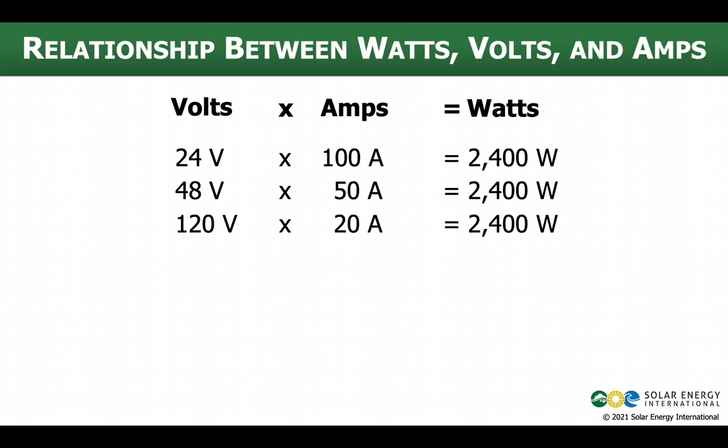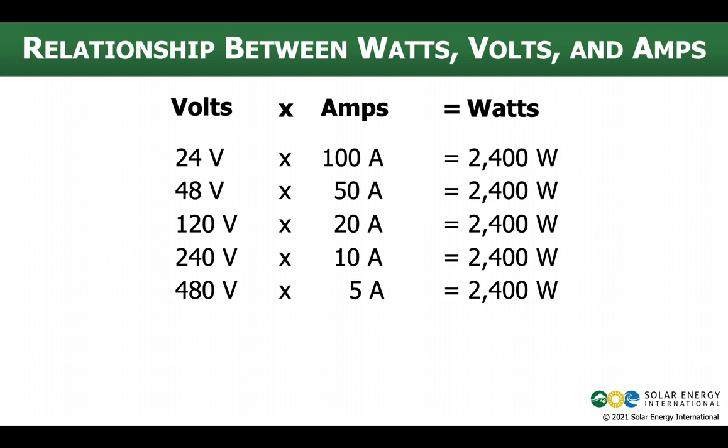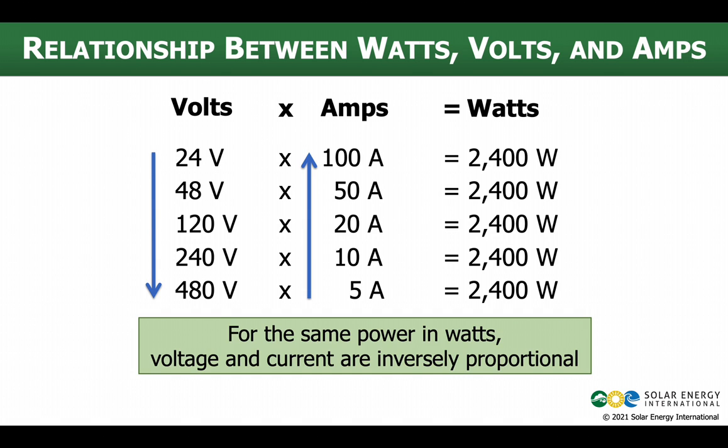Now we've got 5 times the original voltage, 120 volts. We have 1/5 of the amount of current, 20 amps, to get that same 2,400 watts. At 240 volts, 10 times our original voltage value, now we're at 1/10 of the current, 10 amps to get 2,400 watts. And you can see it goes on. Voltage goes up, current goes down to maintain the same amount of power. So they're inversely proportional. Now, this is a mathematical relationship.